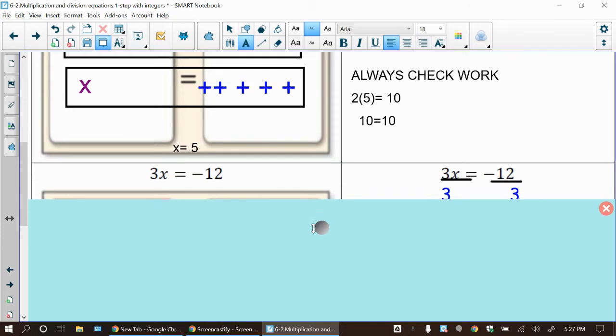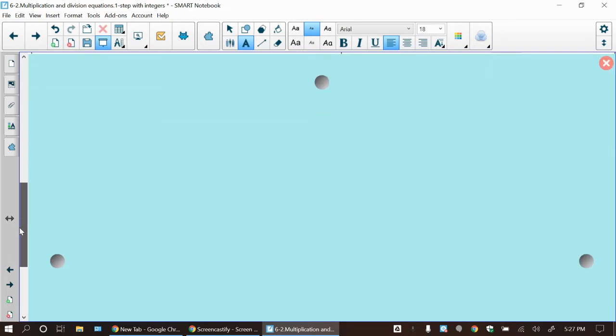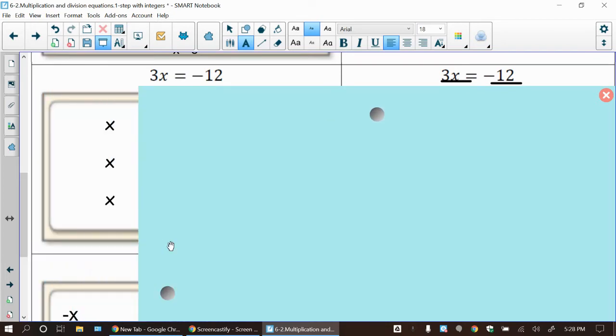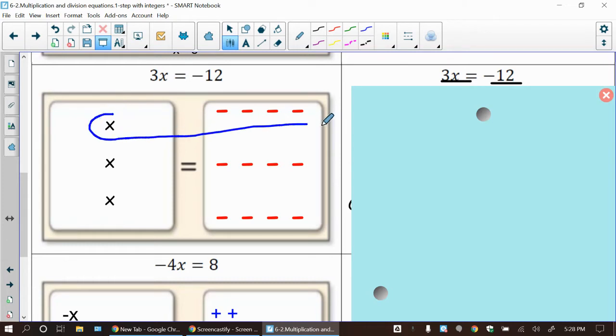And then we're going to look at our next one. I have 3x equals negative 12. Okay, so we want to know, how are we going to solve this? Well, I have my 3x's first. I need to find out how many negatives are going to go with each one. And if you notice here, I have my 1x, and each x is getting 4 negatives. And that's because I did it nice and neat.